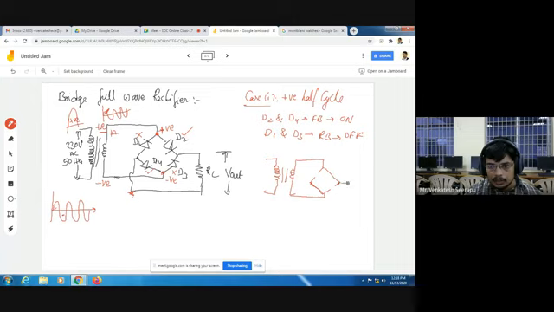Now here I am connecting my load resistance RL. Here it is the ground. Now, with the diodes in on condition, current flows in this direction.